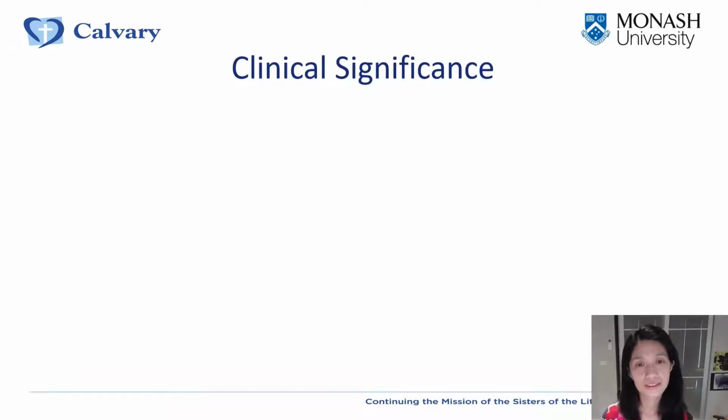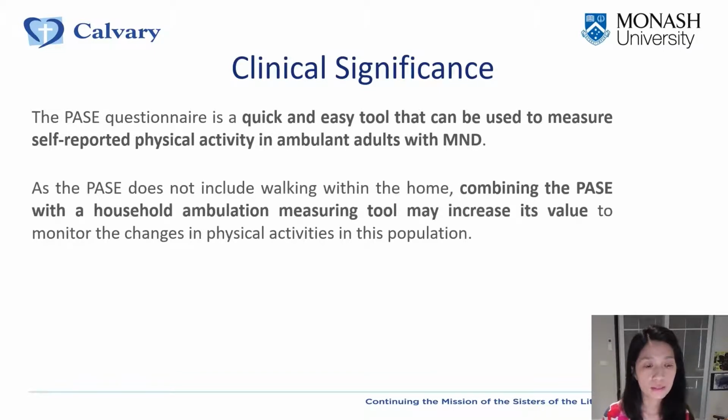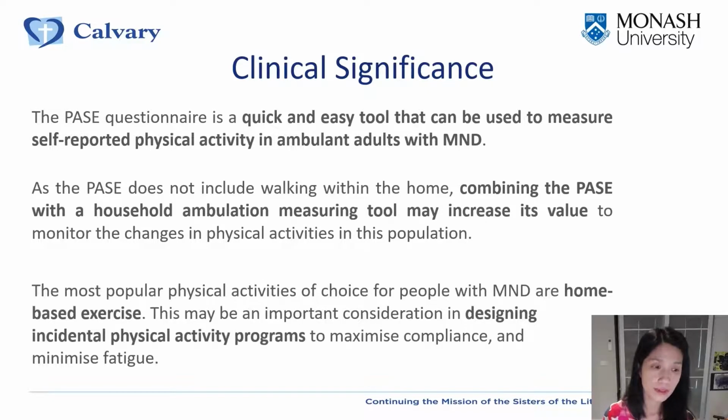So what does this all mean for you? Look, we believe that our results show that the PASE is a quick and easy tool that can be used in people with MND. And as the PASE doesn't include walking within the home, we'd recommend that you combine the PASE with a household ambulatory scale to get a fuller picture and increase its value to detect change in this population. And lastly, the most popular physical activity of choice for people with MND is based around the home. We think this is an important factor to consider when designing an exercise program to maximize compliance and minimize fatigue.